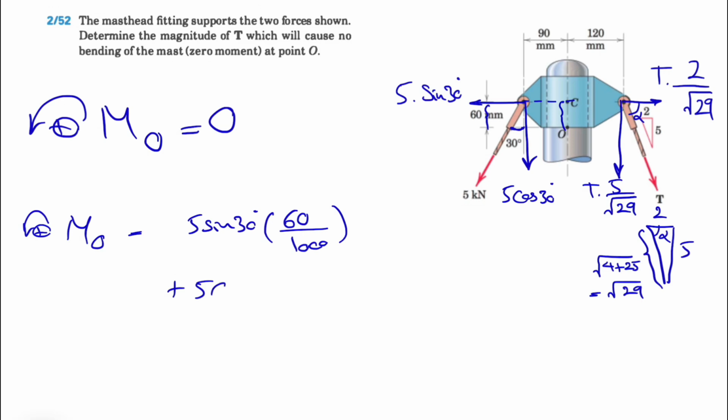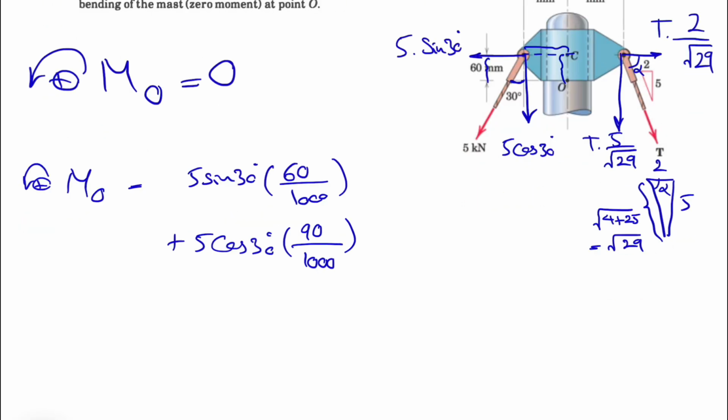We have also the moment of 5 cosine of 30 degrees. Again, we have a counterclockwise moment, so a positive sign, and the distance this time will be what we have from here to here, which is 90 millimeters. So 90 divided by 1000. That's pretty much everything for the moment of the 5 kilonewton force.